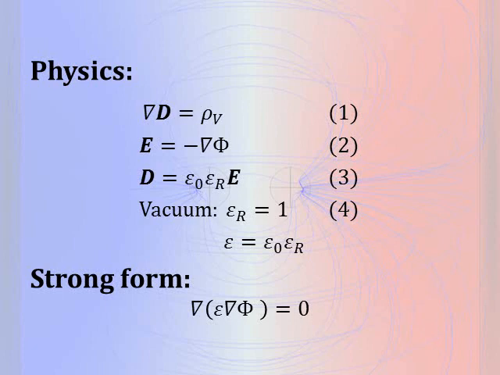Substituting equation 2 into equation 3, and then substituting this result into equation 1 yields the strong form, which is also known as Poisson's equation. The charge density in this case is 0 because there is one positive charge and one negative charge, resulting in a 0 total charge. This causes it to take the form of the Laplace equation.